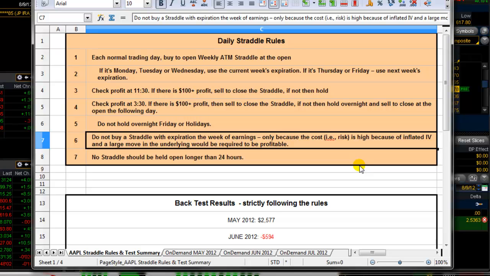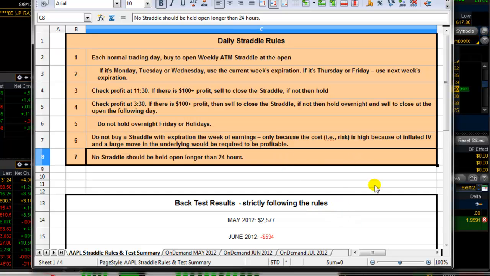Sometimes it doesn't reach that market maker move too, and on the next day after earnings, you could get burnt pretty good too. But mostly because they're going to cost a fortune. And I went back and I checked, and you're talking like $30 for a straddle, which is a lot of money to pay for one straddle, just to make a buck or two. And then the last rule, no straddle should be held open longer than 24 hours.